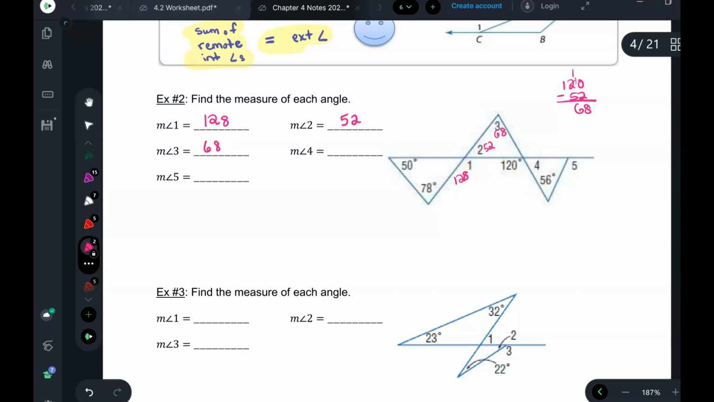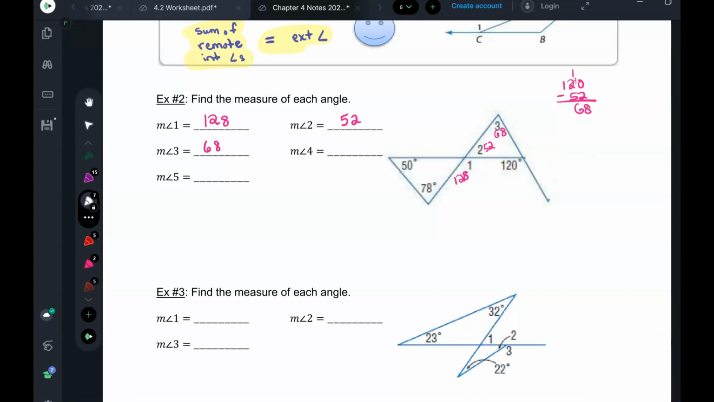Wait, why? Because our two interior angles have to equal our far away one. You see how 120 is an exterior angle to these two remote interior angles? Yeah. So this has to be these two added together. Oh, right. Okay. Almost done.